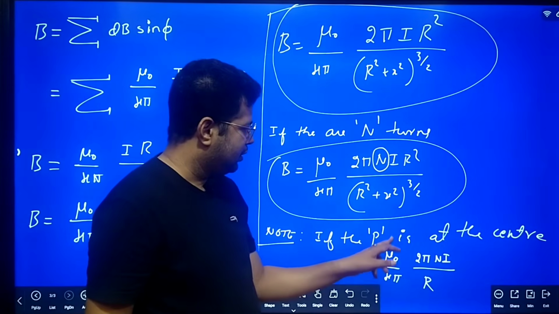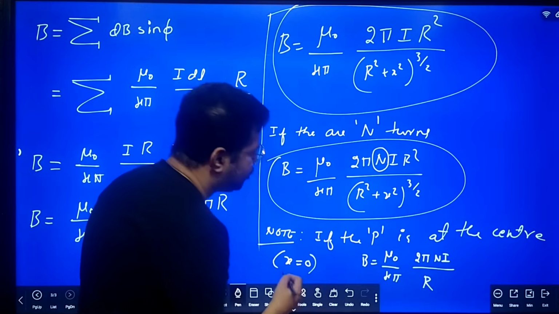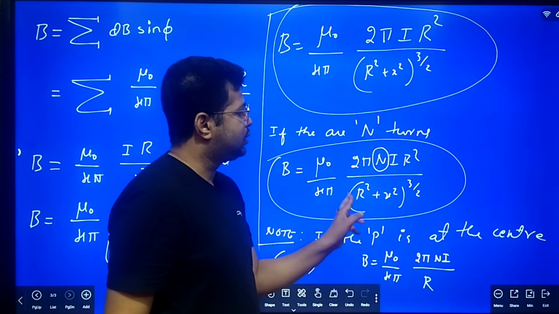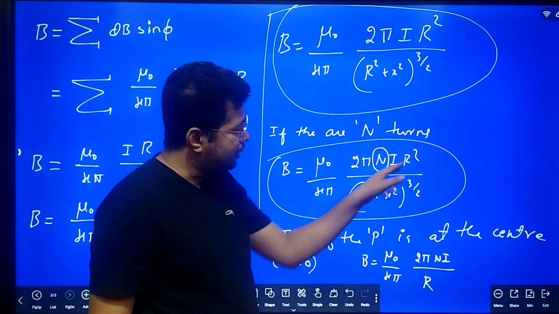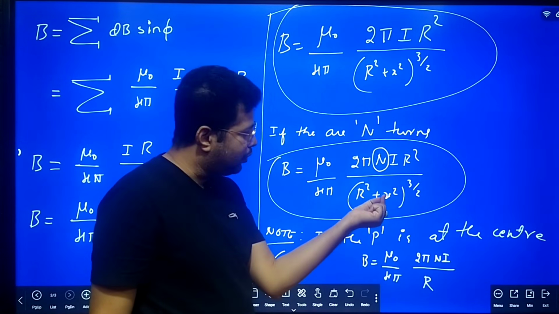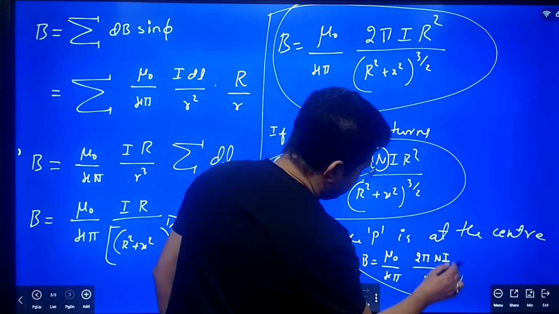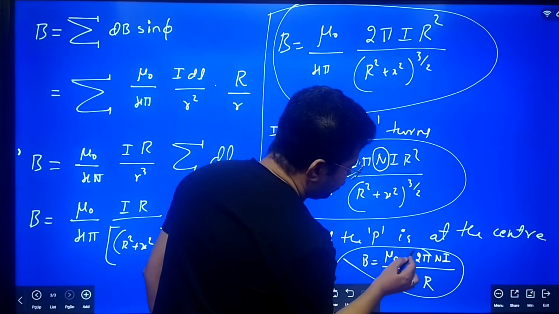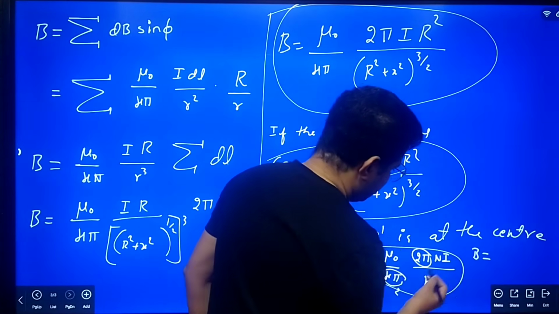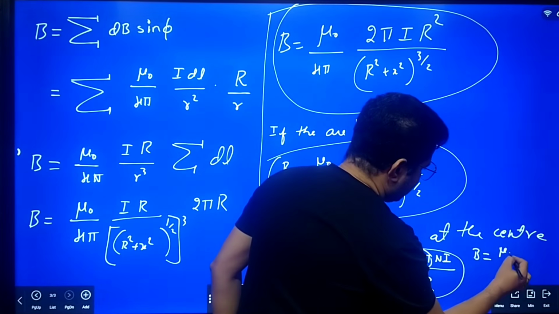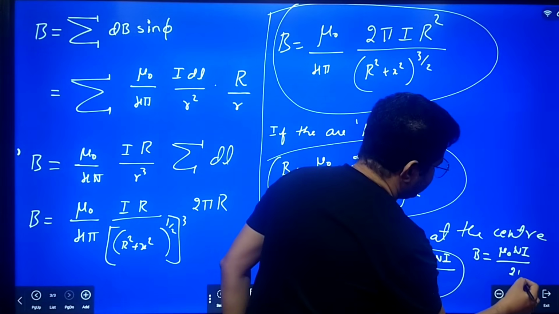Okay, why? Because if point P is at the center, x is equal to 0. If x is equal to 0, R square to the power 3 by 2 will be R cube. In the numerator there is R square, that R square gets cancelled and one R will be remaining. So you can simplify it further, or you can remember this. So 2 pi goes 2 times, and our magnetic field is equal to mu naught n I by 2R.